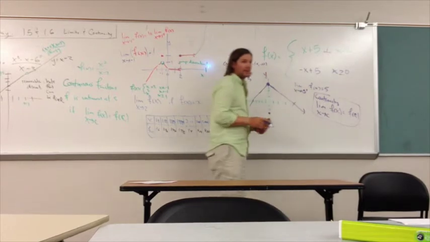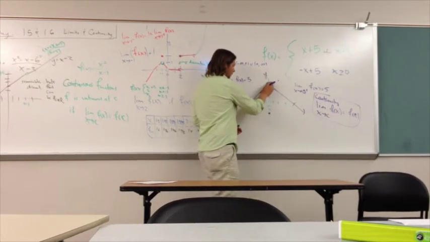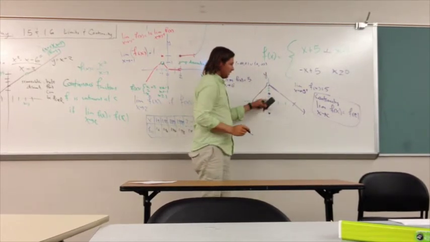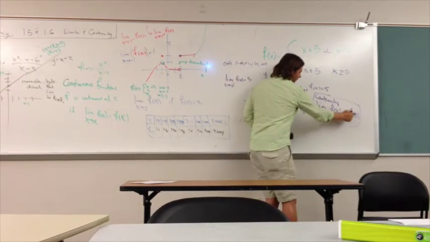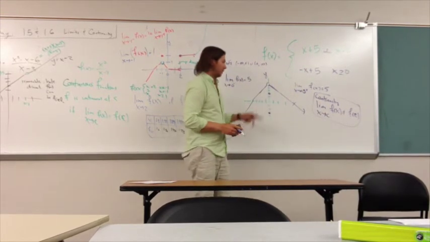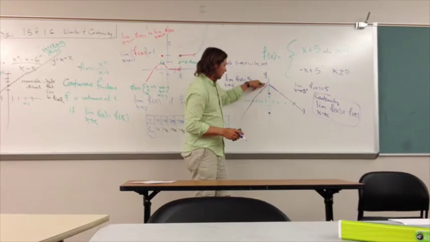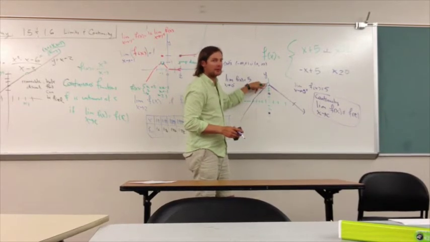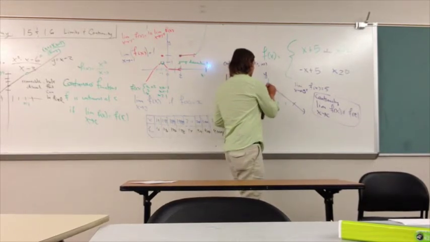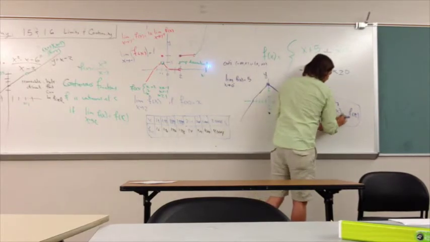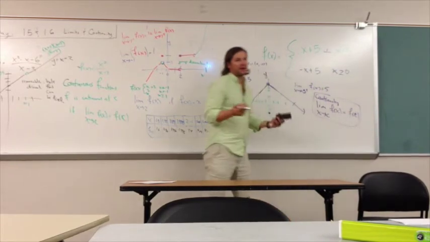Okay? If I did this, I would not have f of c equal the limit of f of x, because f of c is 2, the limit is 5, right? It's only when I plug it in and show that they're both 5 that I get continuity.